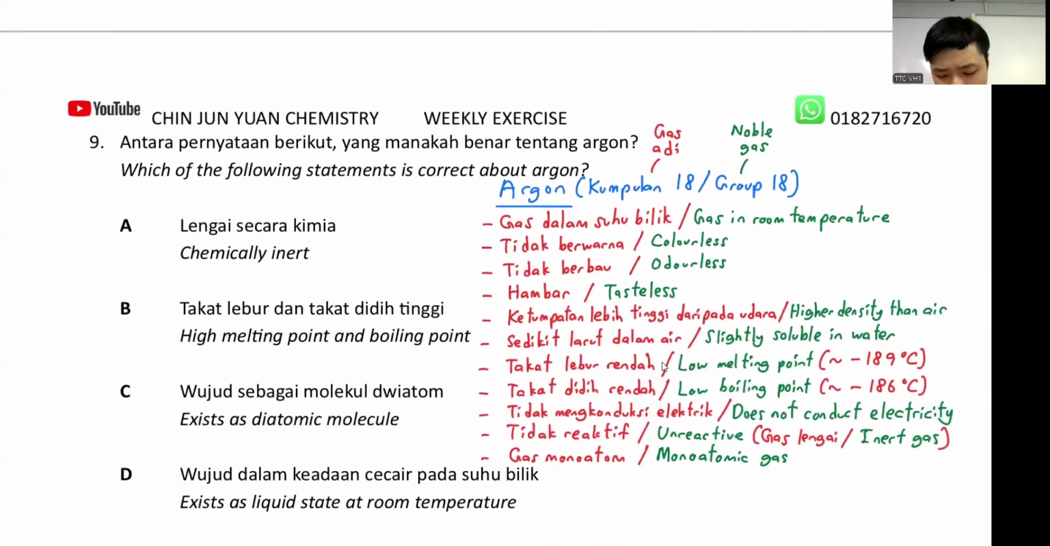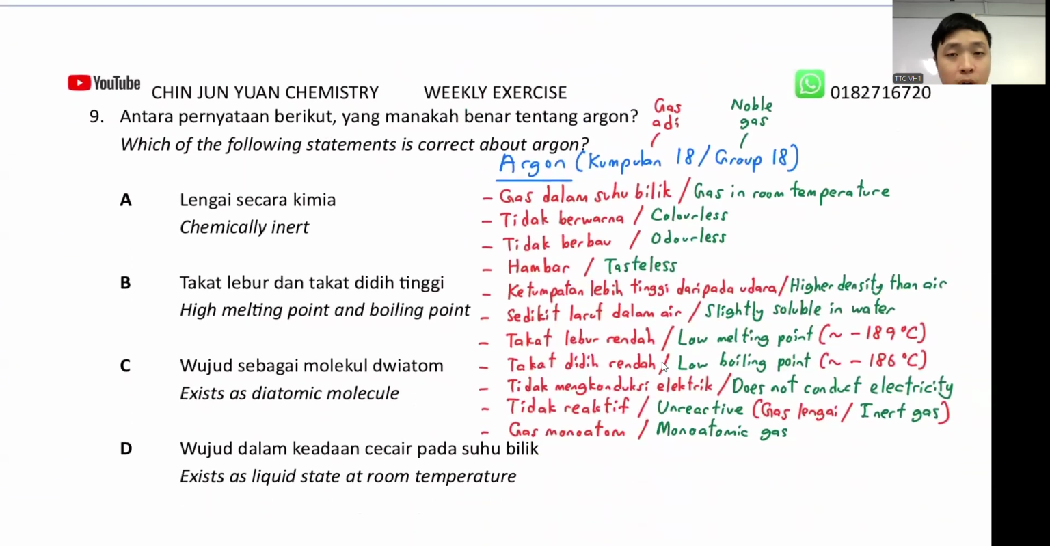Question 9. Which of the following statements is correct about argon? Argon, first of all, is in group 17, I mean group 18, sorry. Group 18 is called noble gas. These are very clear physical properties of argon. If you want to look through, you can. A lot of gases in group 18 like helium, neon, argon, all these are the same.